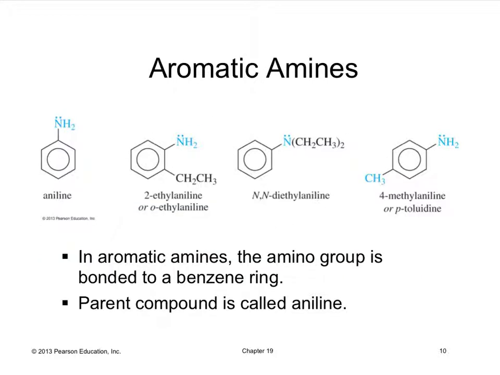In terms of aromatic amines, the amino group is bonded to a benzene ring. The parent compound is then called aniline. So here's aniline. This would be ortho, or 2-, so this would be ortho-ethylaniline. At the same position, if it's an ethyl group, it's N,N-diethylaniline, and this would be 4-methylaniline.